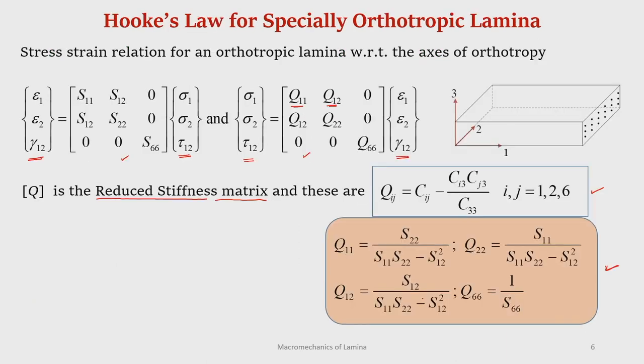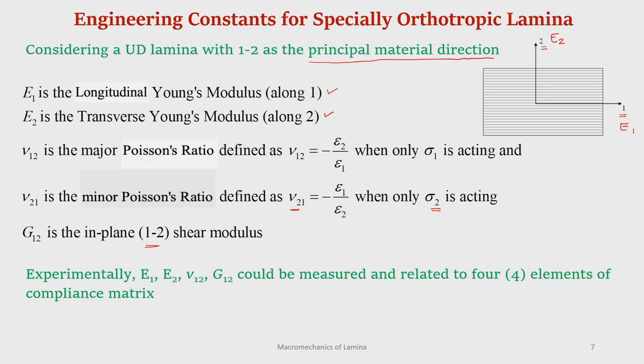What are the four elements of the compliance matrix? Because a plane stress exists, we had actually S11, S12, S22, and S66. So, four independent constants. Similarly, here Q11, Q12, Q22, Q66. So, these four independent constants could be related to the engineering properties of a unidirectional lamina. Now, let us see how we do that.